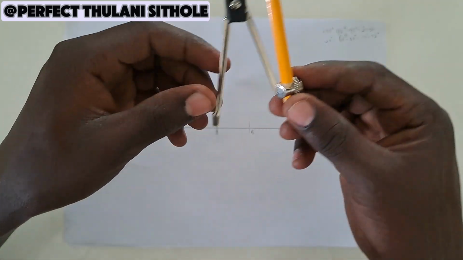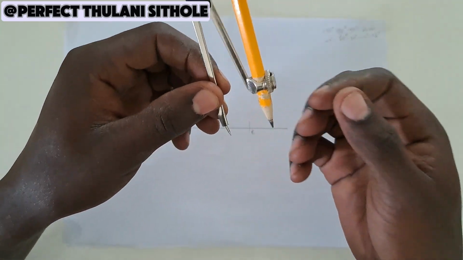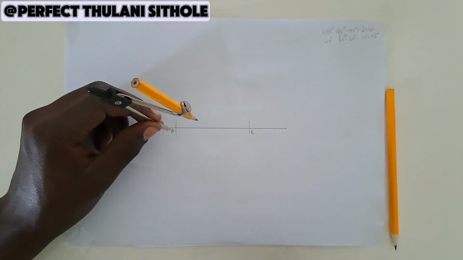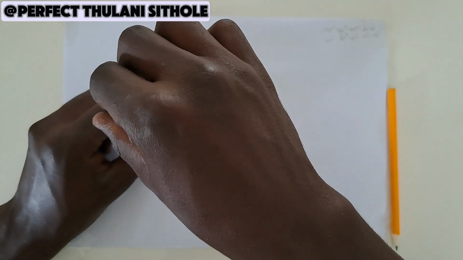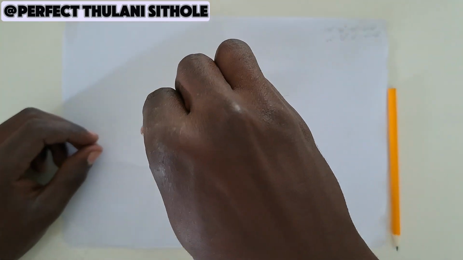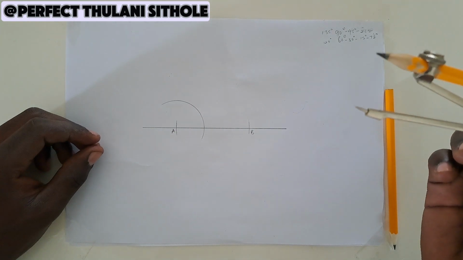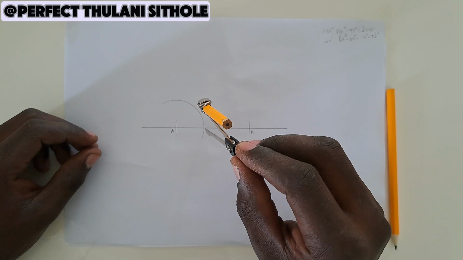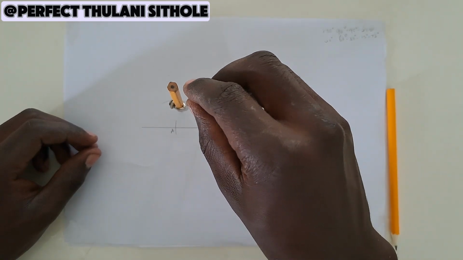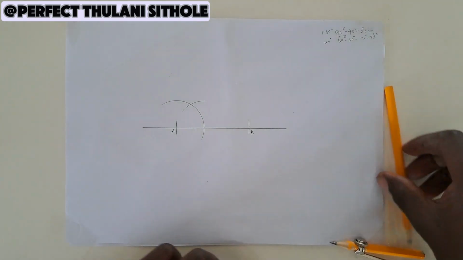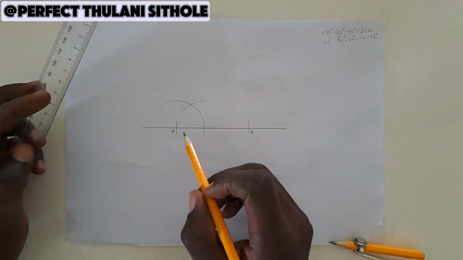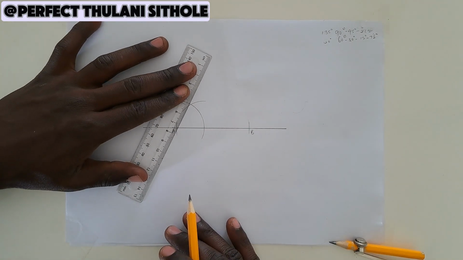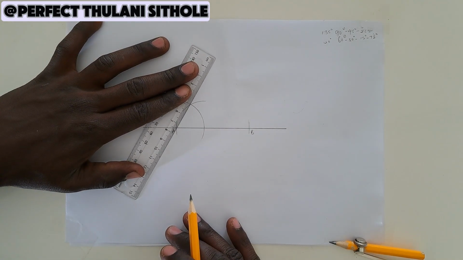So let us construct 60 degrees at A. What you do, you open up your compass to a reasonable span, like 2 centimeters. You draw your arc like this, without adjusting your compass. Put your compass where the arc is cutting the horizontal line, and draw another arc like this. And now you have to join the point A and the point where the arcs are cutting each other.